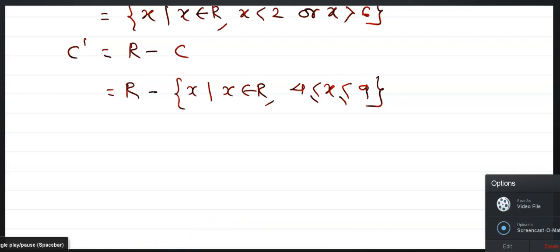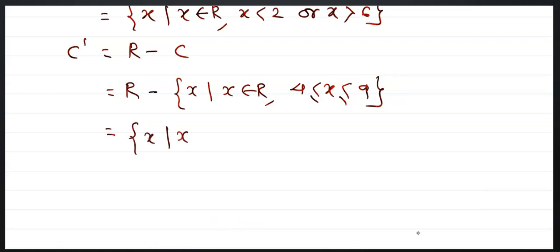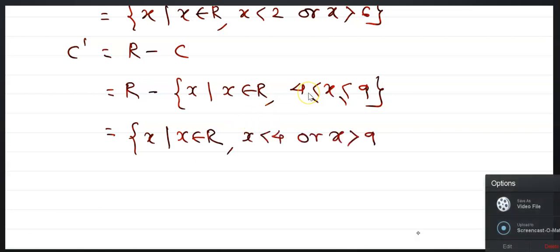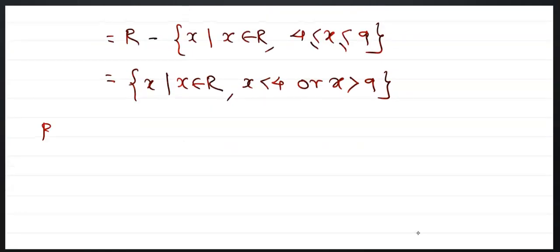Therefore, again it is written as x is such that x belongs to the set of real numbers. Now again here, that is x, 4 is less than or equal to x, then it becomes x is strictly less than 4. Or what about here? X is less than or equal to 9, then it becomes x is strictly greater than 9. This is important that you have to remember it.